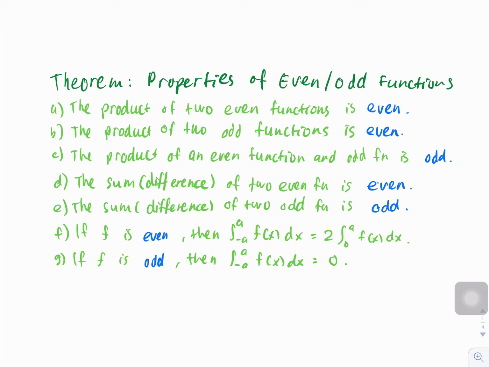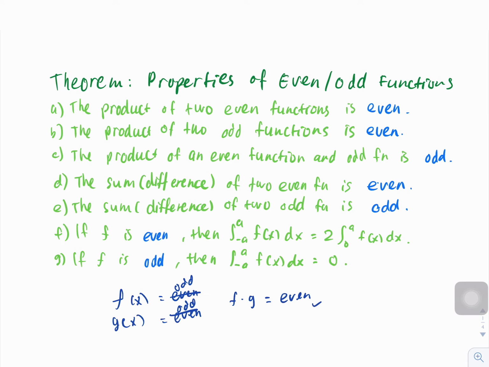For example, let's say we have two functions, f(x) and g(x), and let's say f(x) is an even function, g(x) is also an even function. When f multiplied by g, which is even multiplied by even, we will get an even. Same with the second property, which is the product of two odd functions, means f is odd and g is also odd. When these two are multiplied, the product is even also.